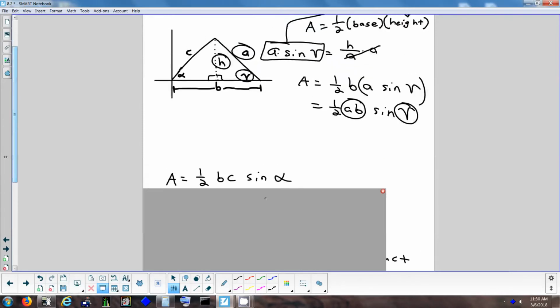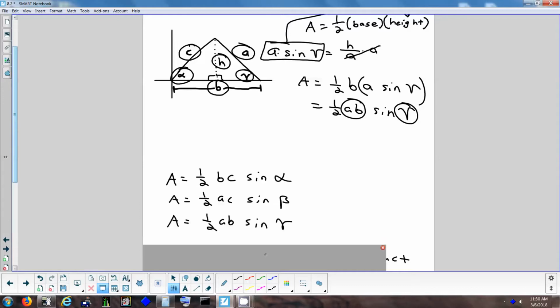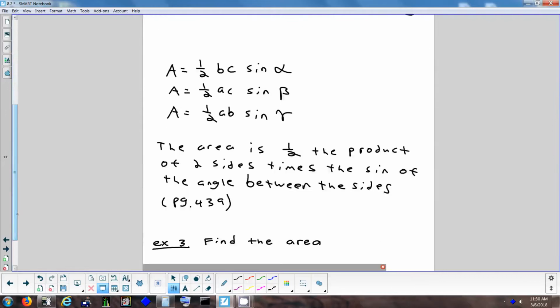Okay, check it. 1/2 BC. Alpha is the angle between B and C. So in general, you can write it any way you want as long as you follow this pattern. The area of a triangle is half the product of the two sides, any two sides you want, times the sine of the angle between the sides. You've got to use the angle between.